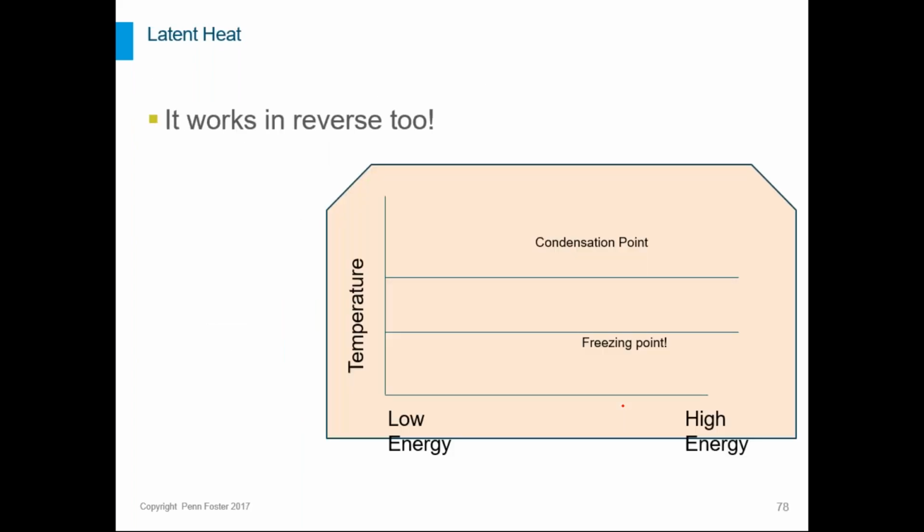So we've been talking about the latent heat involved in melting and evaporating, but it works in reverse too. So if you have a vapor and you cool it down, you're taking away energy. It keeps losing energy, the temperature goes down until it reaches the condensation point. That's the point where the water vapor becomes a liquid. You can think of the dew point outside where the water vapor in the air becomes a liquid and you get dew droplets on the grass and the cars and everything outside.